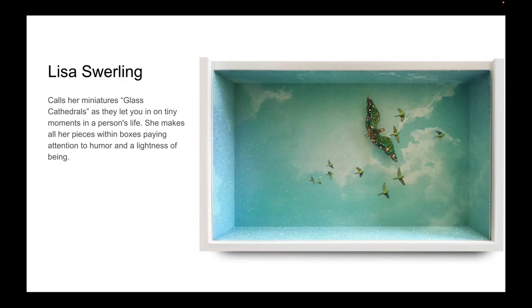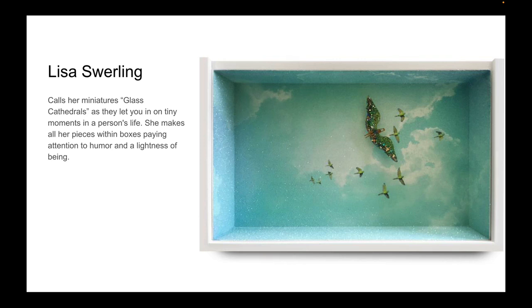And then this is another artist. This is Lisa Swirling, and she creates miniature things that she calls glass cathedrals, and they just let you in on tiny moments in her life. So she makes all of her pieces inside of shadow boxes, and she plays with humor and lightness of being. So she wants these scenes to be kind of like escapism or something peaceful and playful.